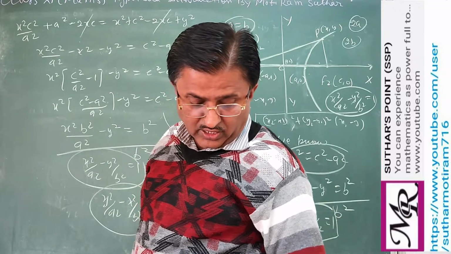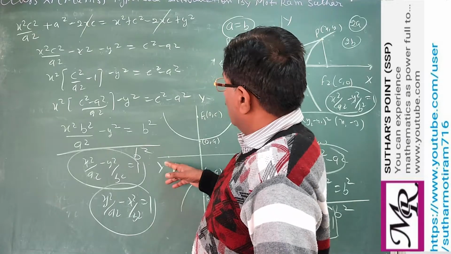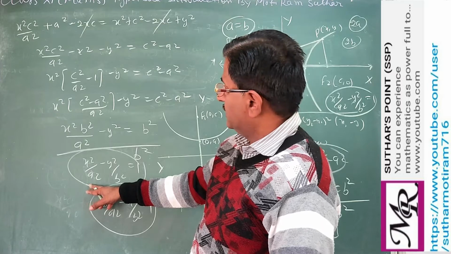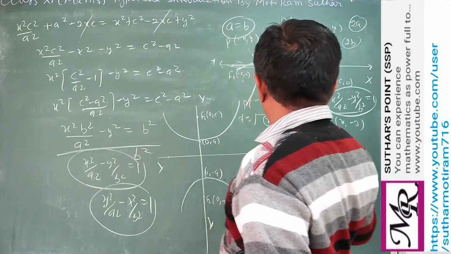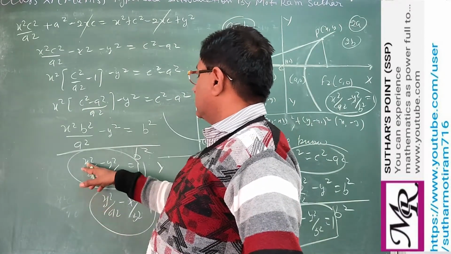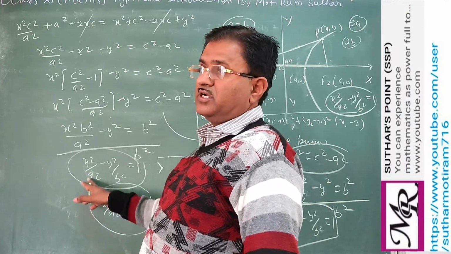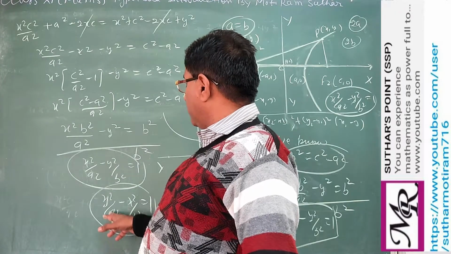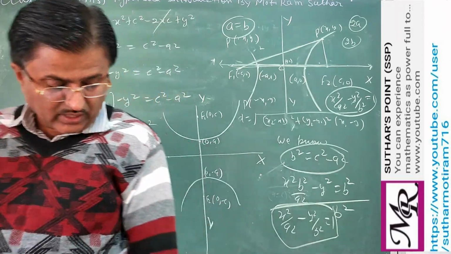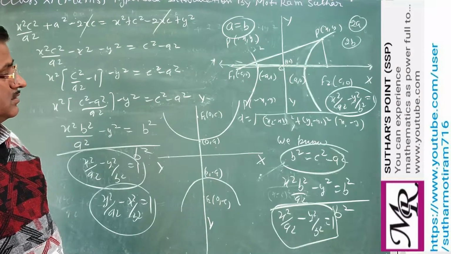It is the term with the positive sign whose denominator gives the transverse axis, that is a squared. So here, x squared upon a squared is positive and y squared upon b squared is negative. a is the transverse semi-axis, with length 2a for the full axis. So it depends on whether x or y is the positive term, and that gives you the value of the transverse axis.